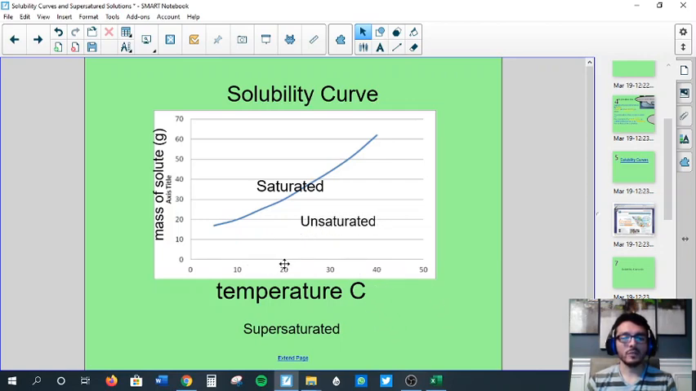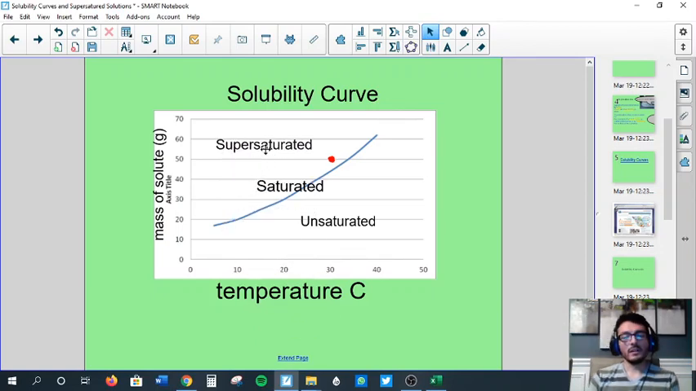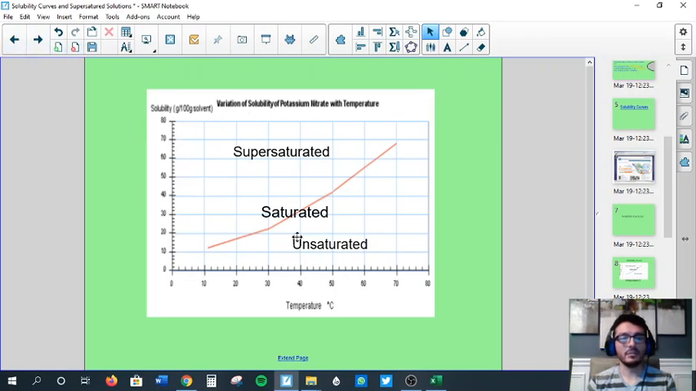So you can say that at 20 degrees, if we dissolve 10 grams of solute, then that's going to be an unsaturated solution. Whereas anything beyond this line, to the left of the line, let's say 50 grams at 30 degrees Celsius, roughly at that point, that is going to be a supersaturated solution. So this is a typical solubility curve, in this case for potassium nitrate, but you will always have these areas. Along the line it's saturated, above that line is a supersaturated solution, below that is an unsaturated one.